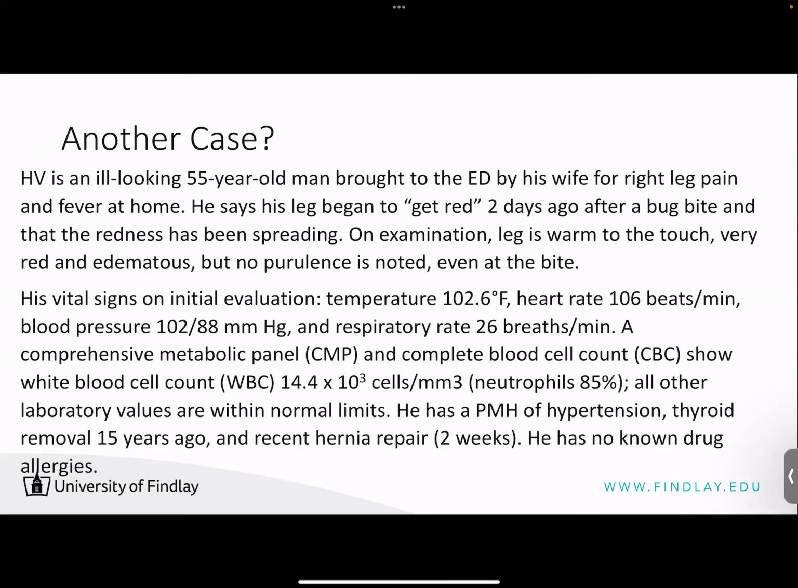Couple minutes. Let's talk through this last case and then we'll be done. Here's another 55-year-old dragged to the ER by his wife. He's got right leg pain. He had a fever. His leg began to get red 2 days ago after a bug bite, but the redness is swelling. So he has what we refer to as spreading erythema. Okay. His leg is warm to the touch.